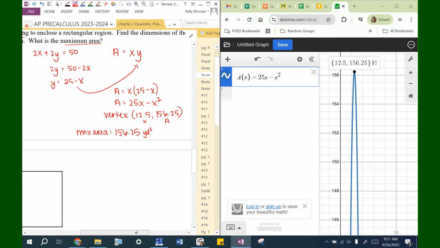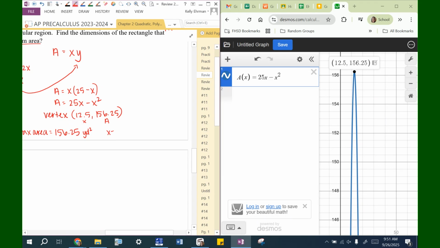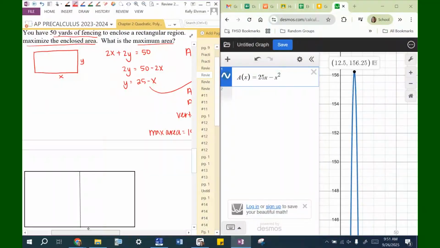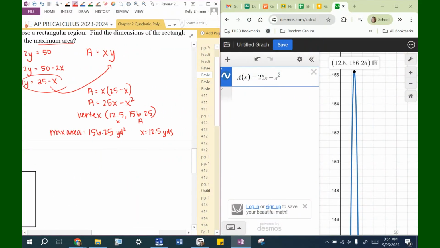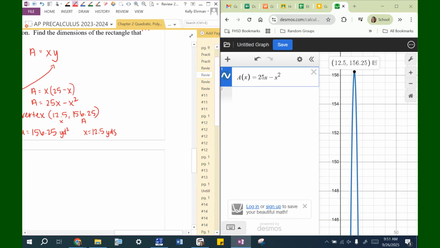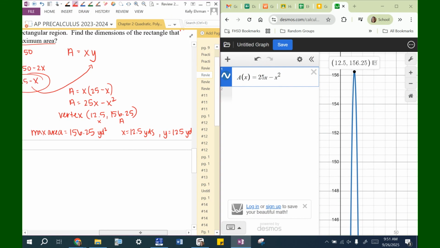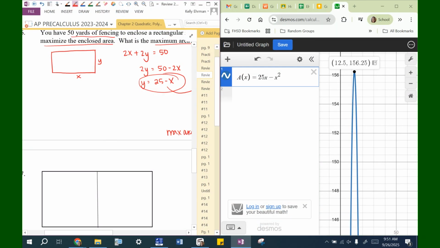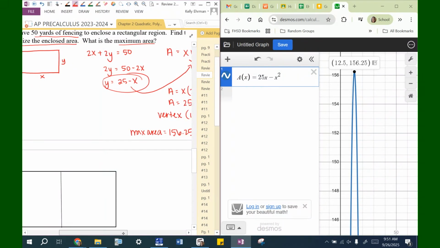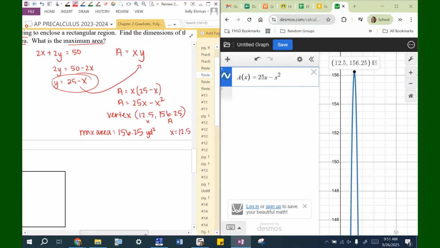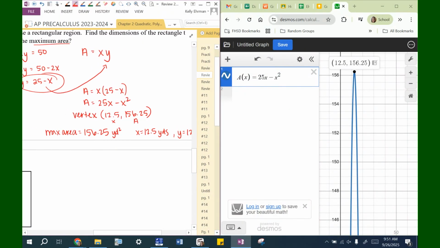What are the dimensions of the rectangle? Well, I know x is 12.5 yards. Remember, we have an equation for x and y. Y is 25 minus x. So 25 minus 12.5 means y is also 12.5. Fun fact, if you have a rectangle, the largest area will always be a square. So as long as you're not putting a third line of fencing down the middle, you can know that this answer would have to be a perfect square to get the largest area.